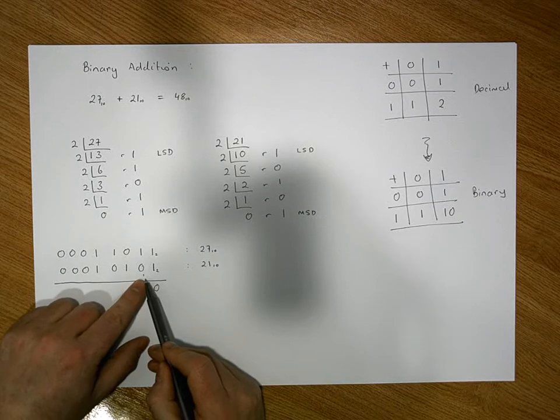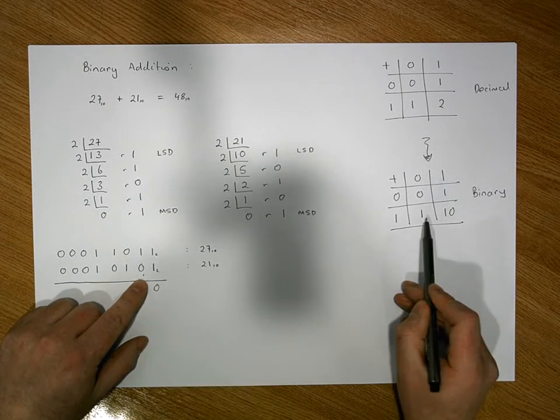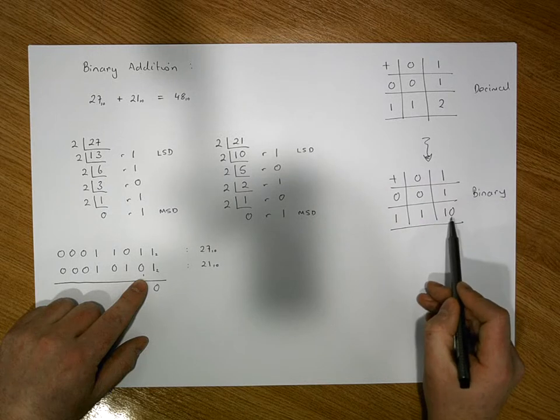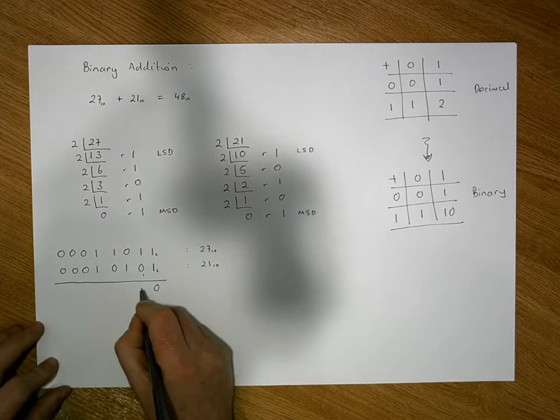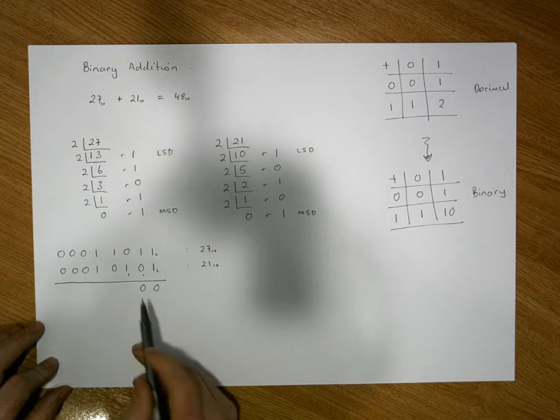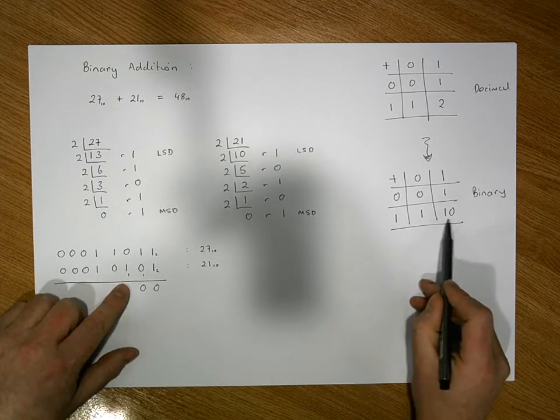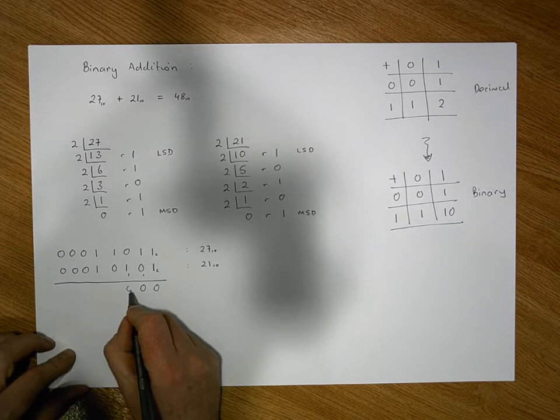We want to add also the carry forward, which would be a 1 plus a 1, which is a 2. And 2 in decimal is equivalent to the number 10 in binary. So we put down a 0 and we carry our 1. And similarly here we have 0 plus 1 gives us 2. In binary, 2 is the number 10, so we put down a 0 and we carry the 1.